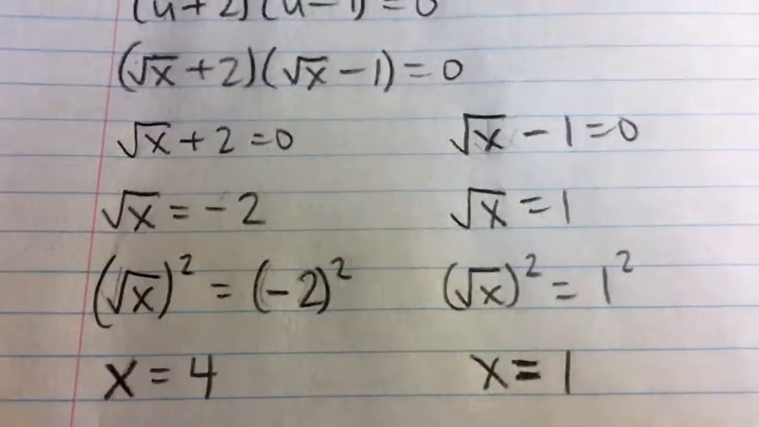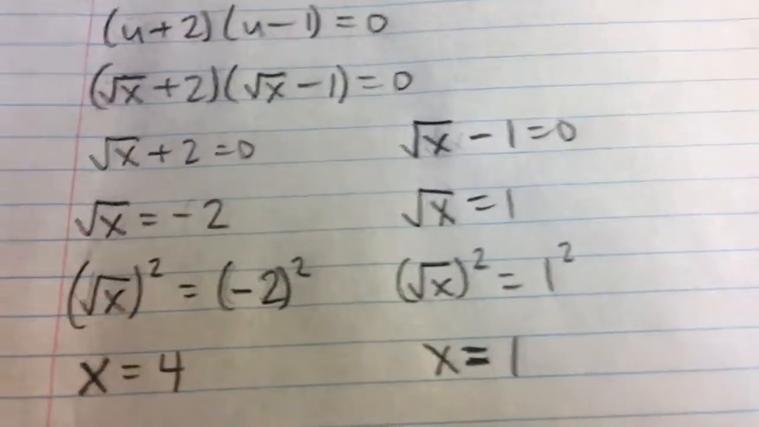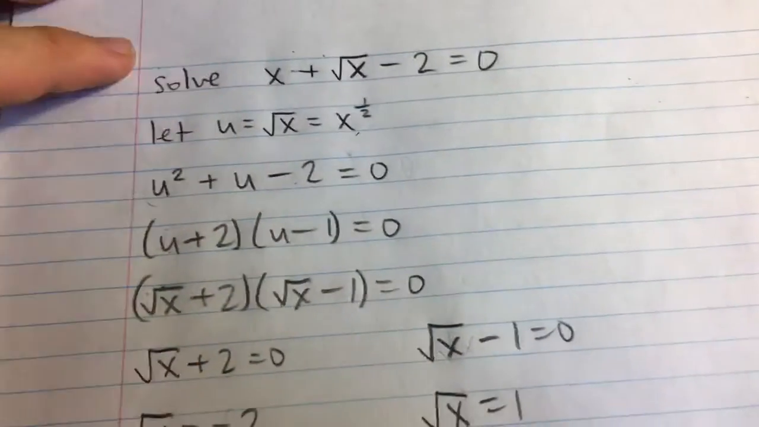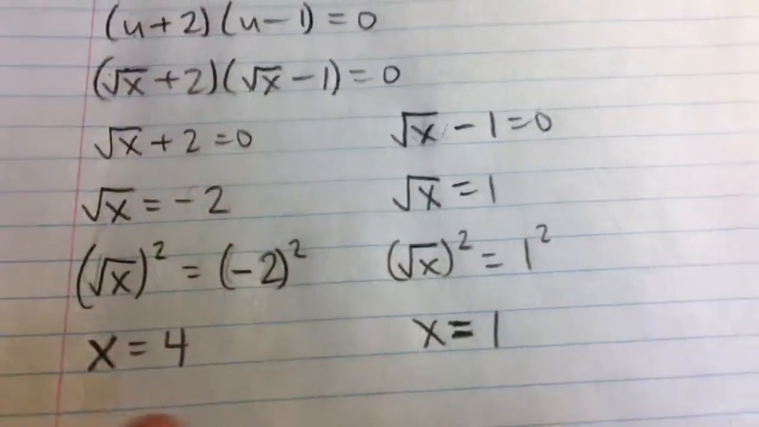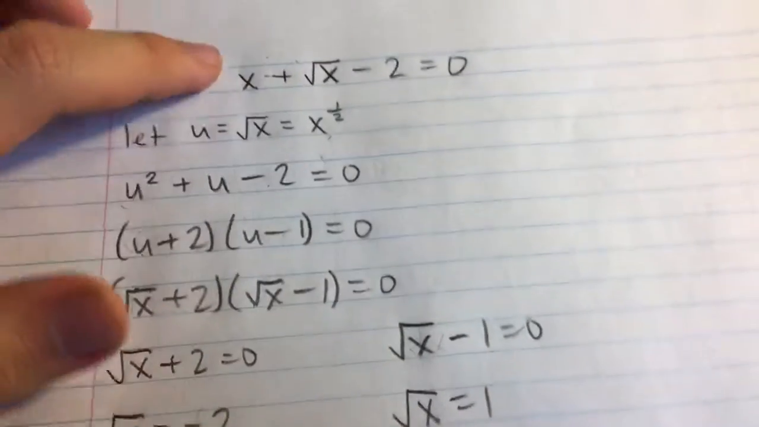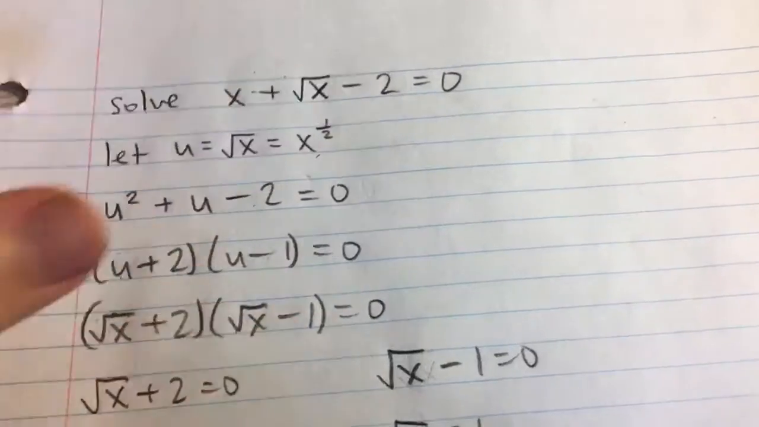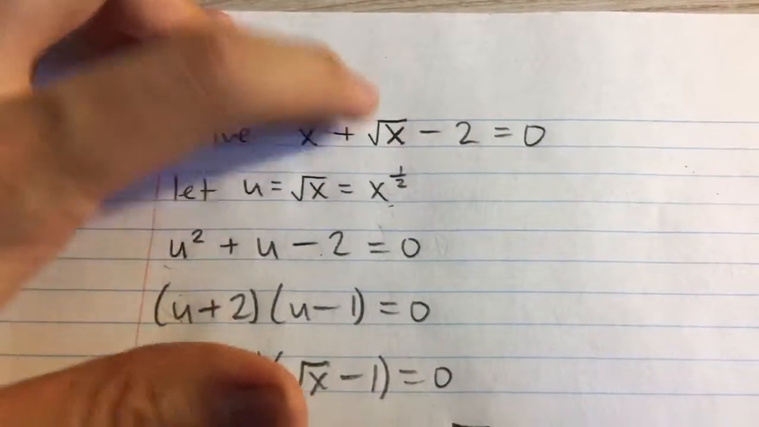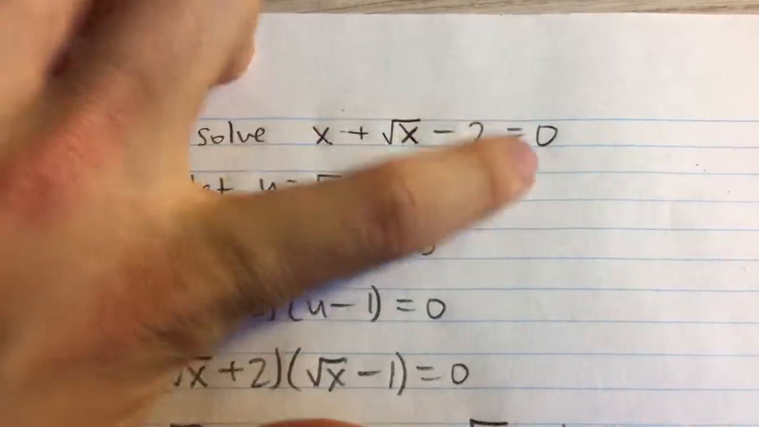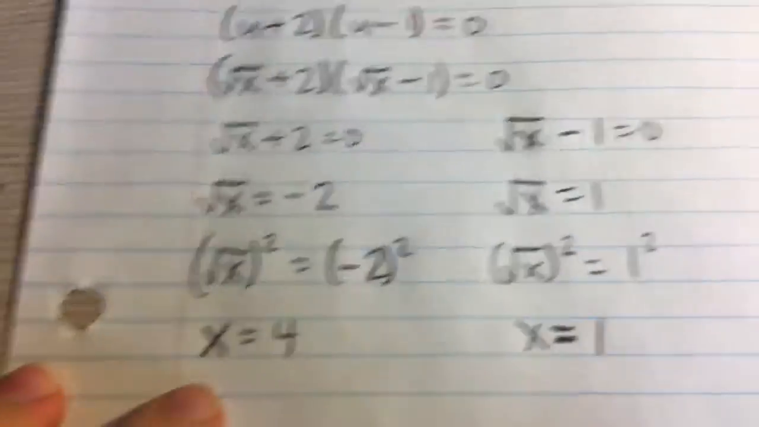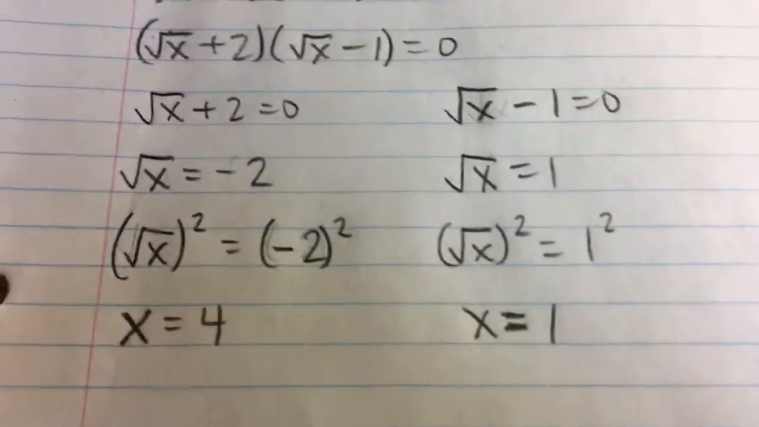Now, because we squared both sides of an equation, we have to check our answers in the original equation by plugging our x values back in to see if they're true. If you plug in 1, you're going to see that's 1 plus 1 minus 2, which is equal to 0. But if you plug in 4, you're going to get 4 plus square root of 4, which is 2, minus 2. That says 4 equals 0, which obviously is not true. And so the only actual solution is x equals 1.